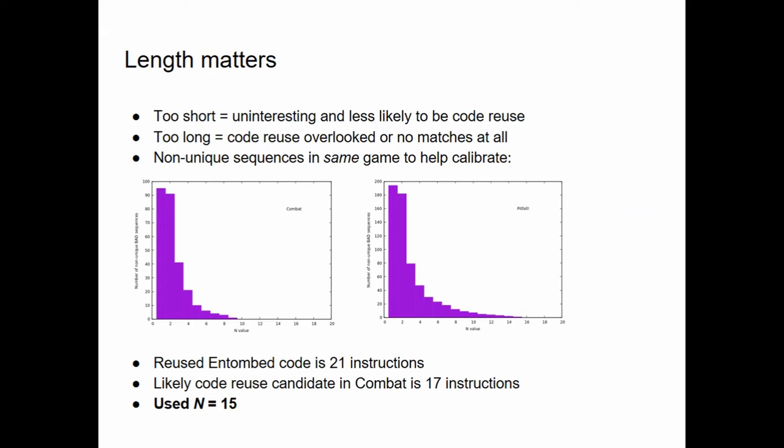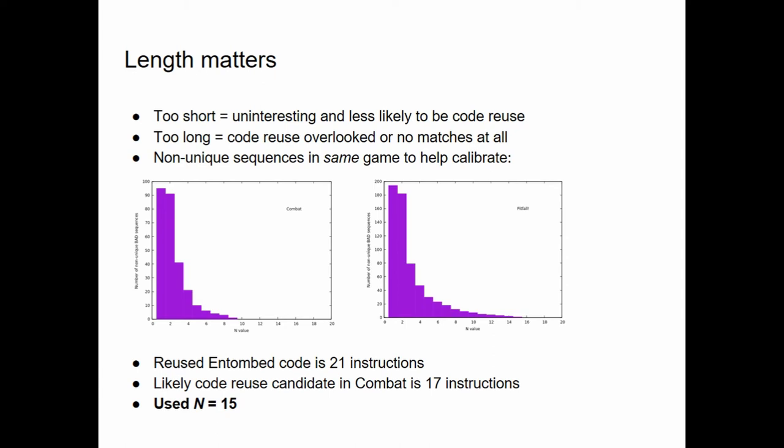Now, if I were to choose a length that was too short, then this tells me nothing, because ultimately there is only a small finite number of ways to do certain things in the 2600. On the other hand, if I choose a value that's too long, I'm going to find either no matches at all, or I'm going to miss some legitimate cases of code reuse.